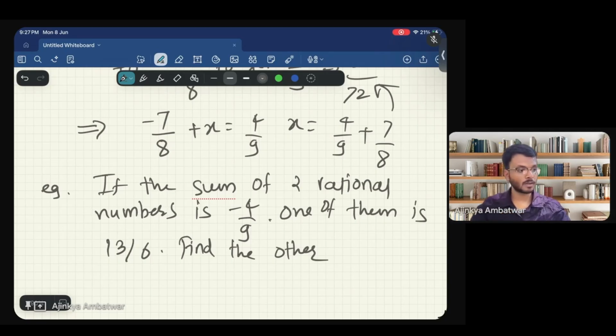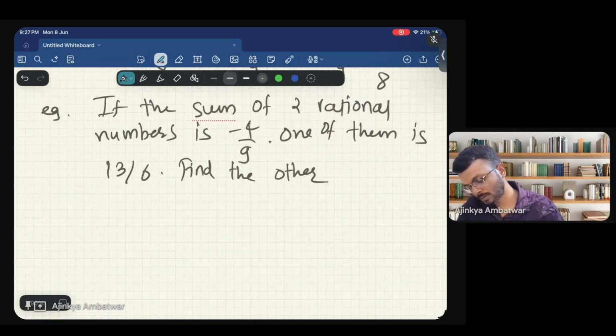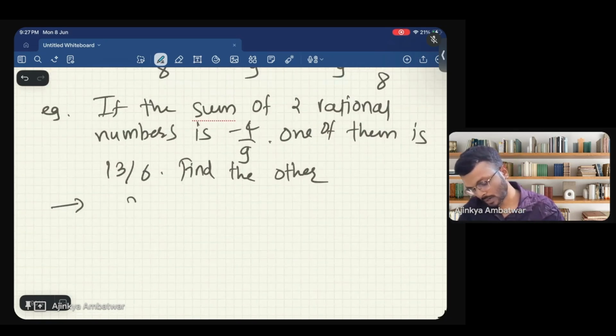Minus 141 by 50. How did you do it? Sum of two rational numbers is, say, x plus y is minus 4 by 9. One of them is 13 by 6.